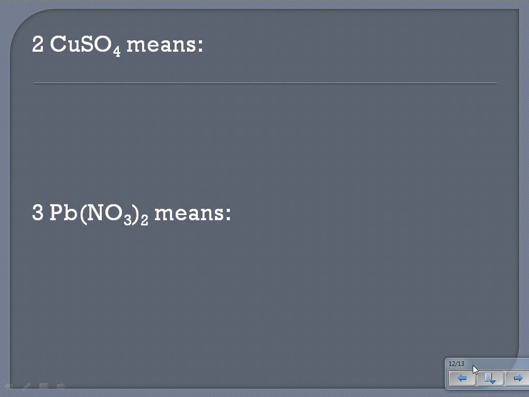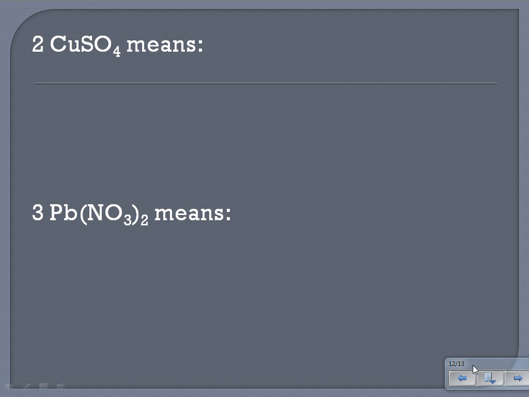Okay, here are 2 examples. What I'd like you guys to do is pause the video, try these on your own, tell me how many of each element there are, and then play the video back and check your answers. So we're going to do these right now. If you want to pause the video, I'll go through the answers right now.